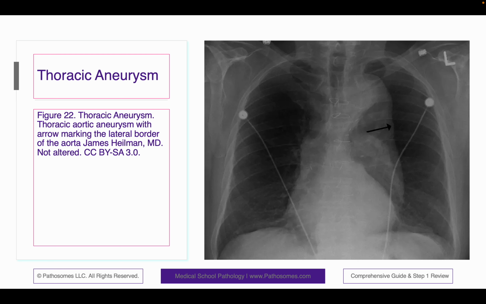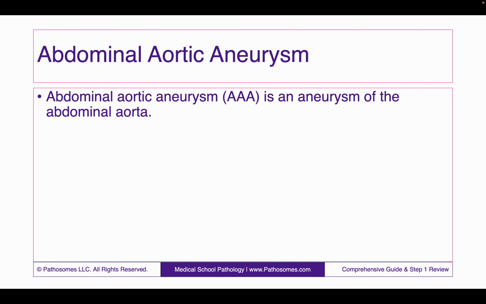On this image, we have a thoracic aortic aneurysm with the arrow marking the lateral border of the aorta. You see that? Lots of radiology. And that's because radiology is usually what picks these up in real life situations.